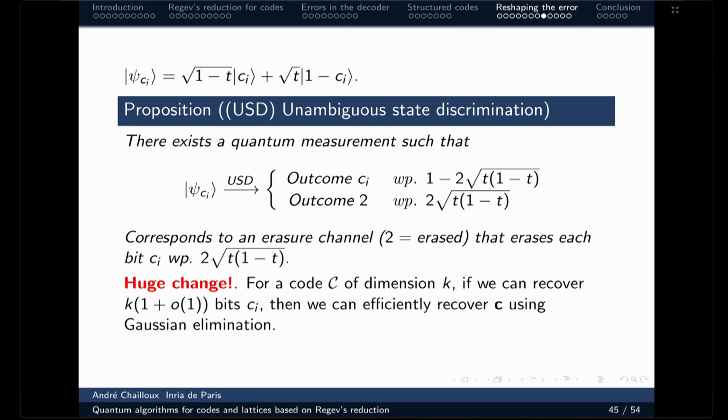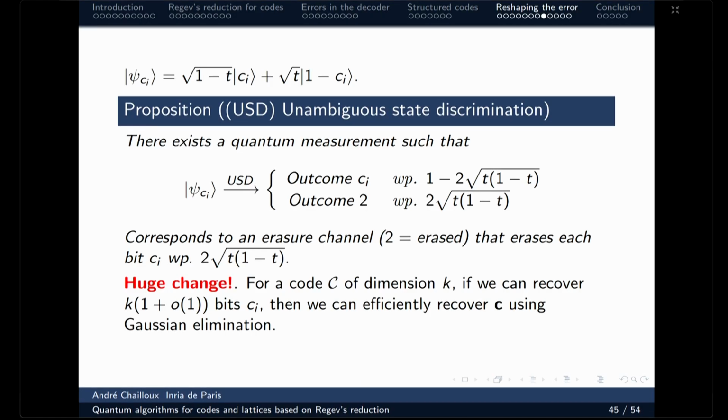So this is a very simple, well-known measurement. We started from this binary symmetric channel where each bit is flipped with probability t. But now, because we have it in quantum superposition, we can apply another measurement. Instead, we have something that always outputs the correct bit with some probability and sometimes outputs unknown. But if you're a coding theorist, you say, of course, now we're done, that's very easy. Because if we can recover a certain fraction of the bits, like if we're in dimension k, then k plus 1 plus little o of 1, let's say, to make sure that everything is linearly independent, then we know how to recover C very efficiently.